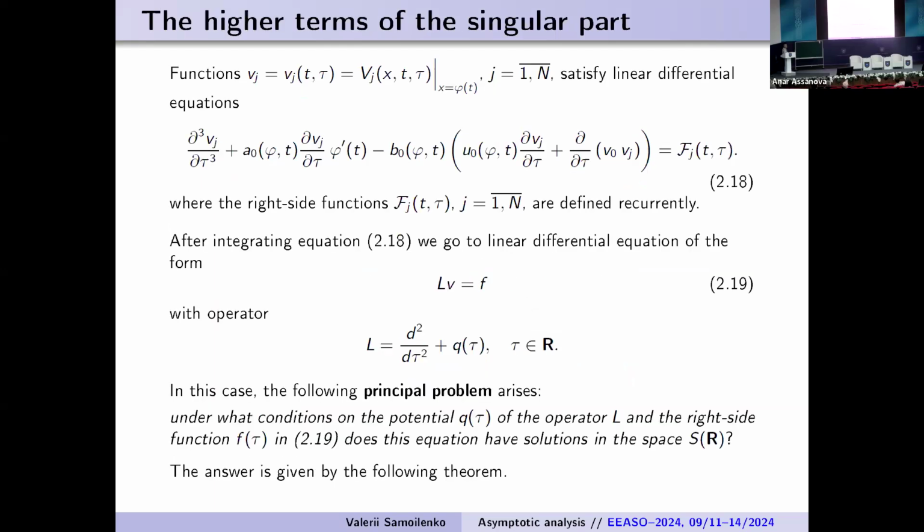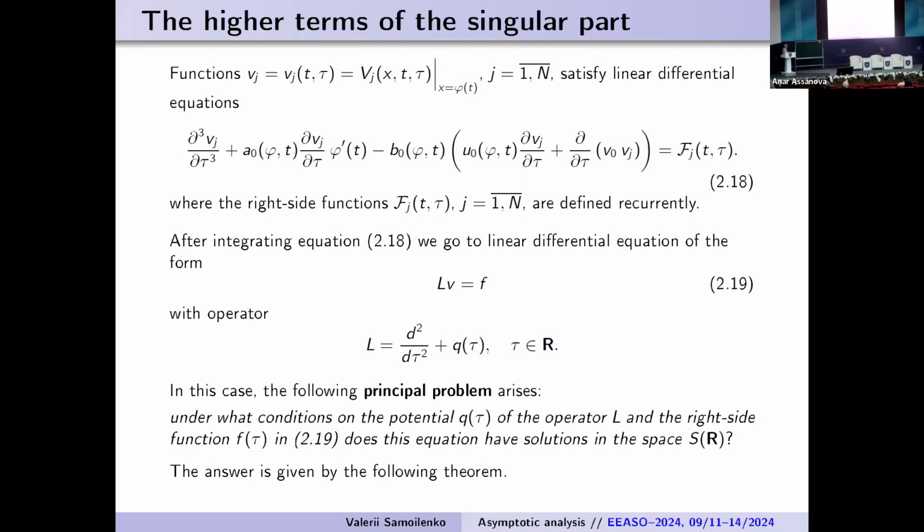The next equation, number 18, is the equation for the higher term of asymptotics on the discontinuity curve. We reduce problem 18 to a problem of lower order, a second order differential equation. We want to find a solution to this equation in the space of quickly decreasing functions.